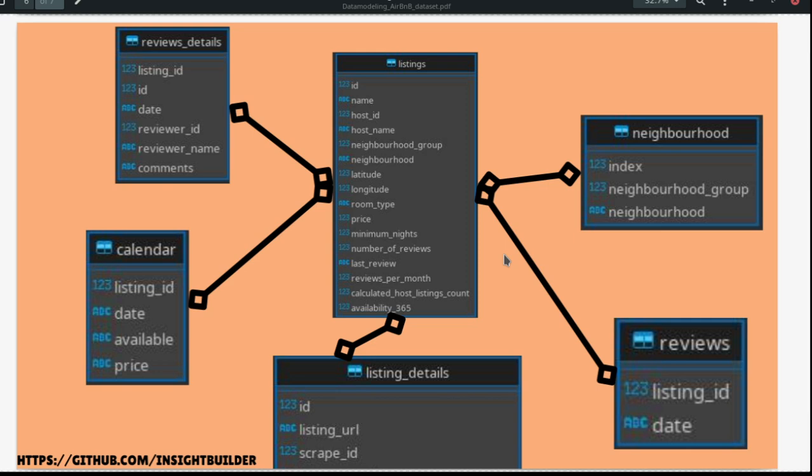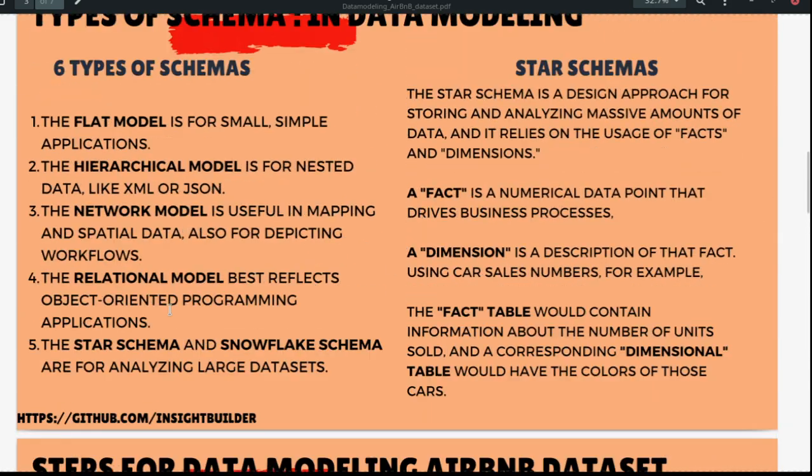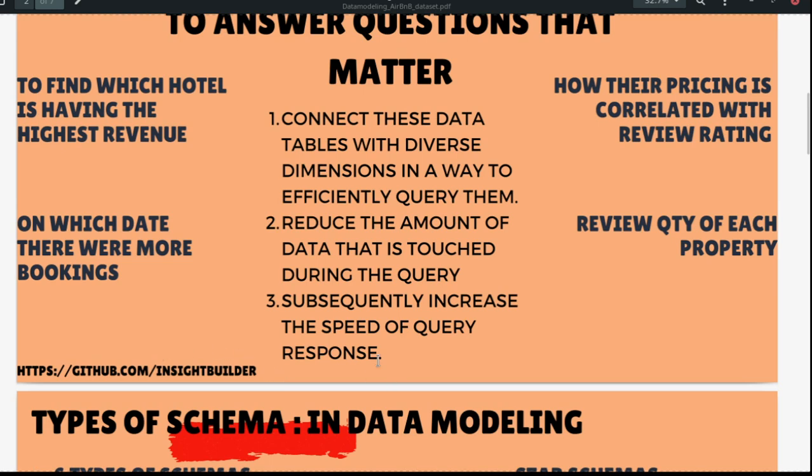And how will it give the final result? It has to check and do the calculation. The database server has to do some work. In order to make the database server work properly and fast, and retrieve the query faster, as I was explaining here, you will get a subsequent increase in the query speed, and also most importantly, it will reduce the amount of data that is touched.